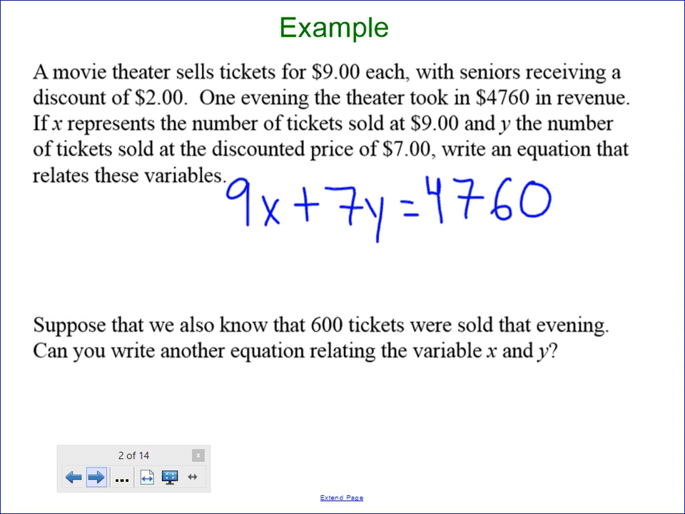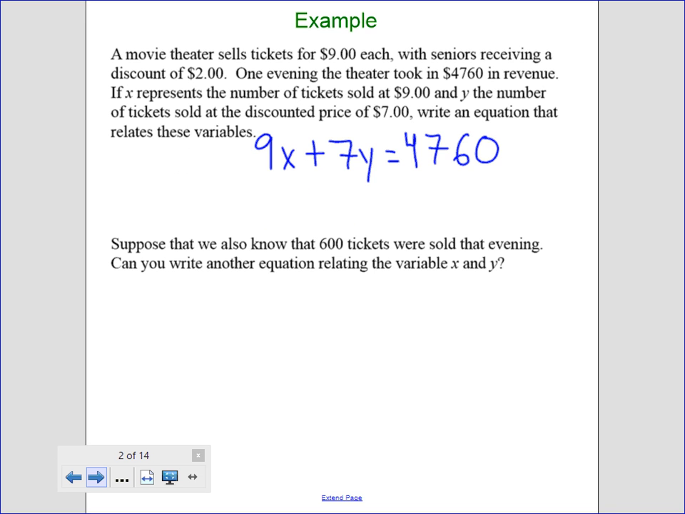And then in the next part of the question, it says, suppose that we also know that 600 tickets were sold. So now we're not talking about price, we're just talking about the amount of tickets sold. One type of ticket is x, and the other type of ticket is y. So when we sum those together, we get the total amount of tickets sold, which is 600. All right, and here we've developed a system of equations. We have two variables and two equations.